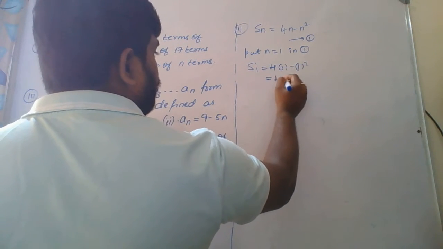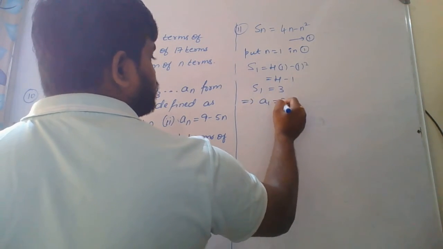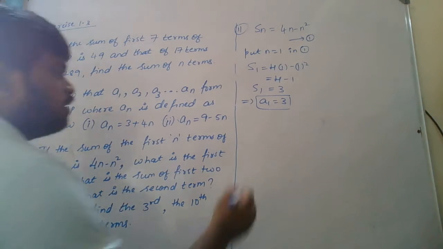So it becomes 4 minus 1, which is 3. S1 is 3, implies A1 is also 3, because S1 and A1 are one and the same. Now let's put 2.